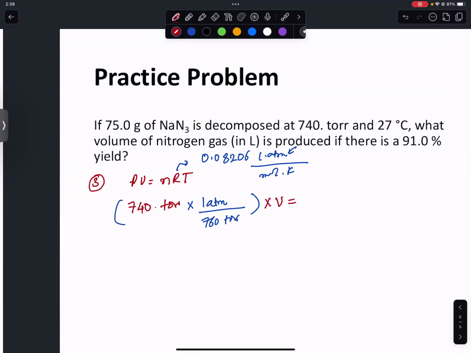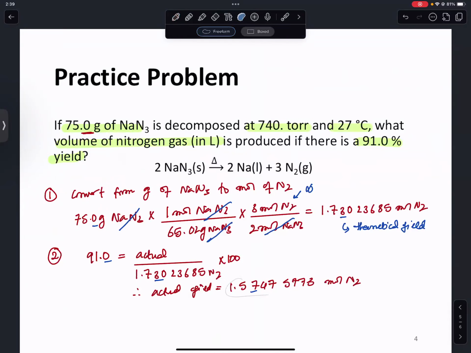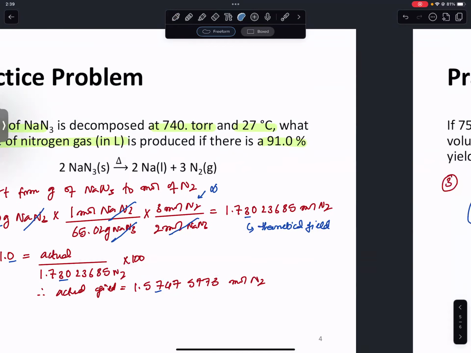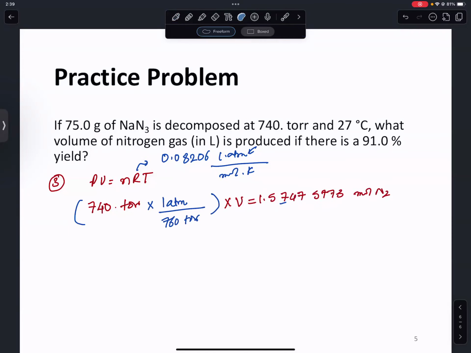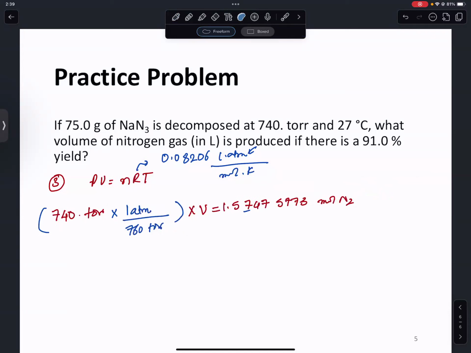Now, let's see what are the actual moles. The actual moles, I determined them, or the actual yield, in moles. And I want to give room for myself, times R, which is 0.08206, times the temperature. Now, temperature again is 27 plus 273.15. Okay, and this will be in Kelvin because of the constant.